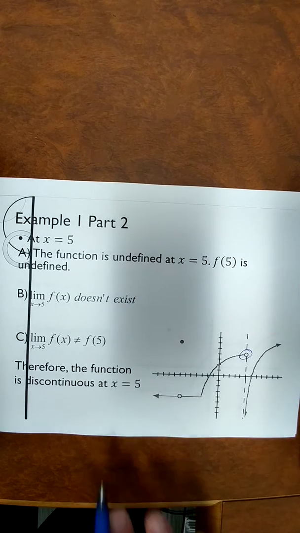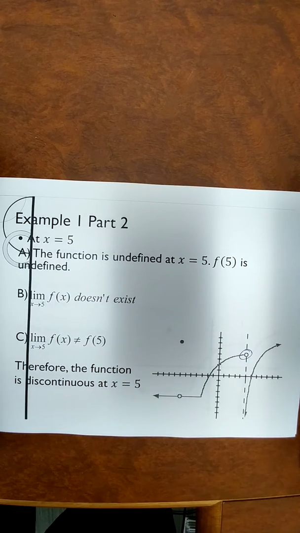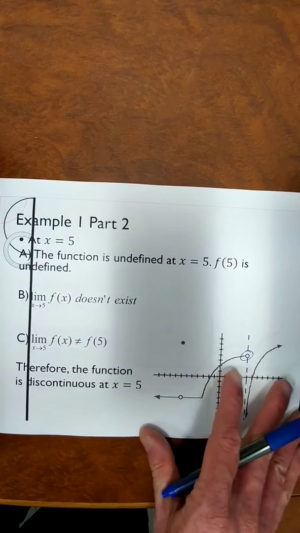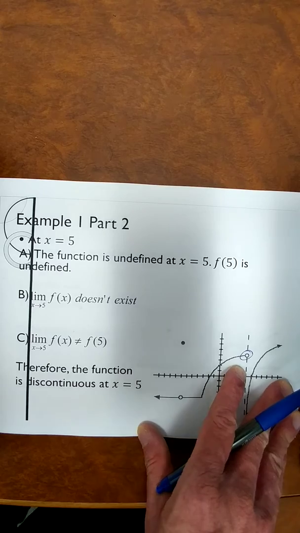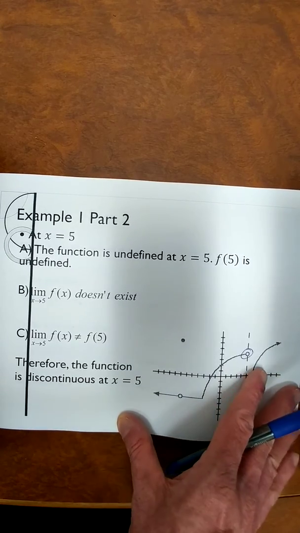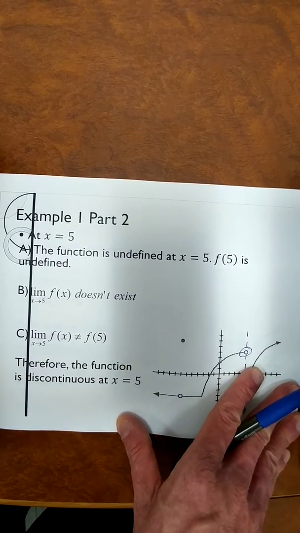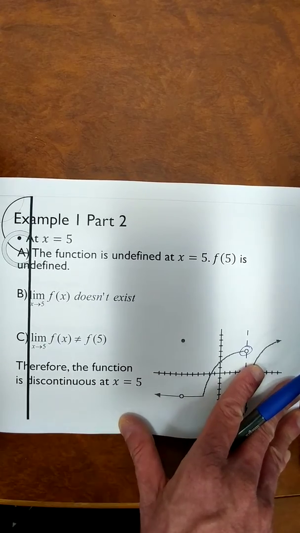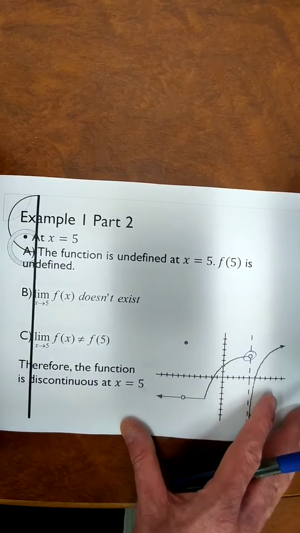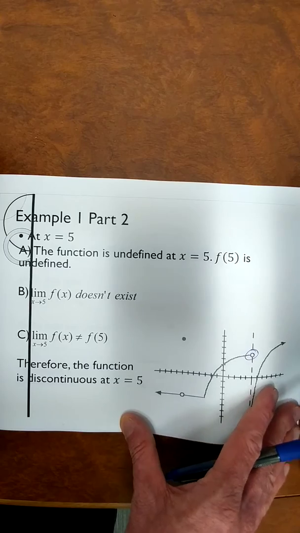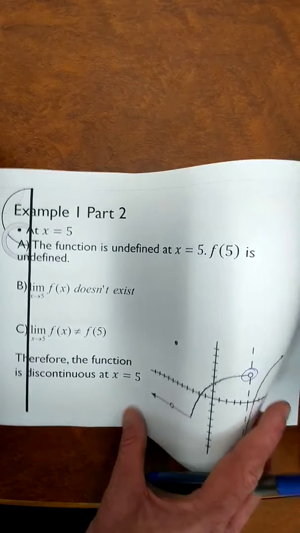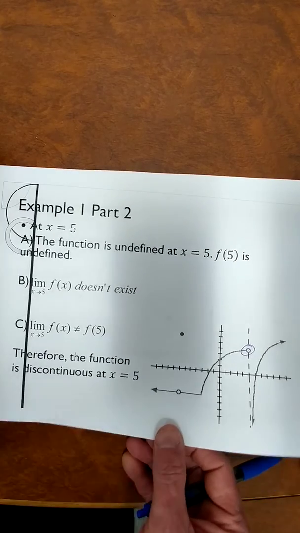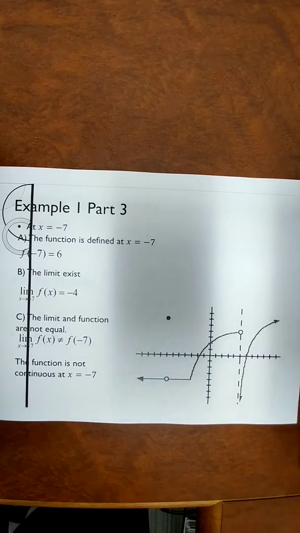As a result, all three cases fail. But just to reiterate, if one case fails, it doesn't matter if it's step 1, 2, or 3, it's discontinuous. The only time you're continuous is if all three parts of the definition hold true. In this one, all three fail. As you can see, that can happen, and it will happen when the function is undefined and the limit doesn't exist.